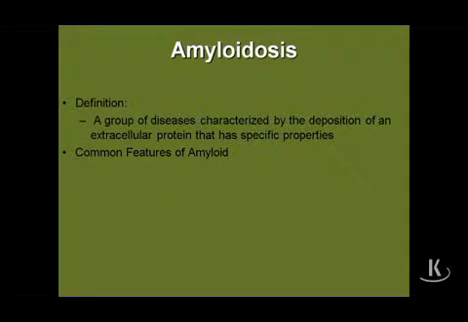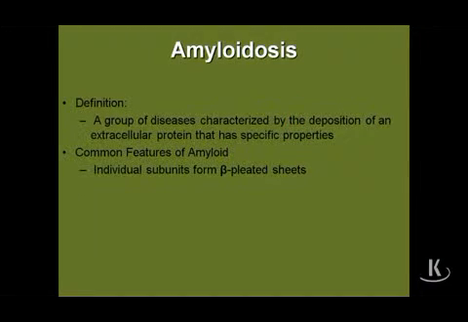What are some of the common features of amyloid? Why they call it amyloid is because it has starch-like properties, like you think of amylase, a protein that breaks down carbohydrates. There are individual subunits that form the conformation of beta-pleated sheets, because this will become important when we talk about Congo red, the dye, and how it intercalates between the beta-pleated sheets and gives the characteristic apple green birefringence that we all think of.